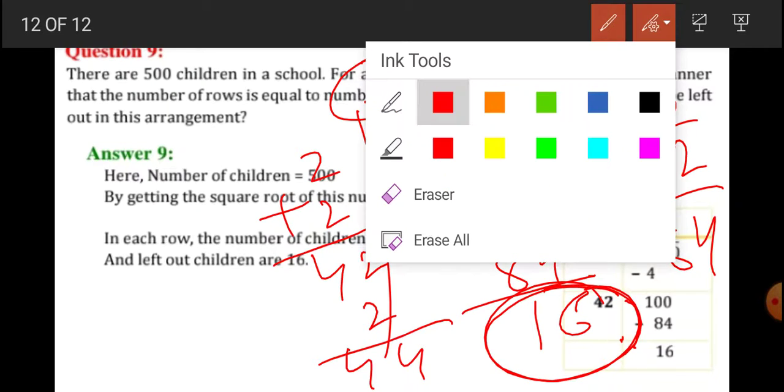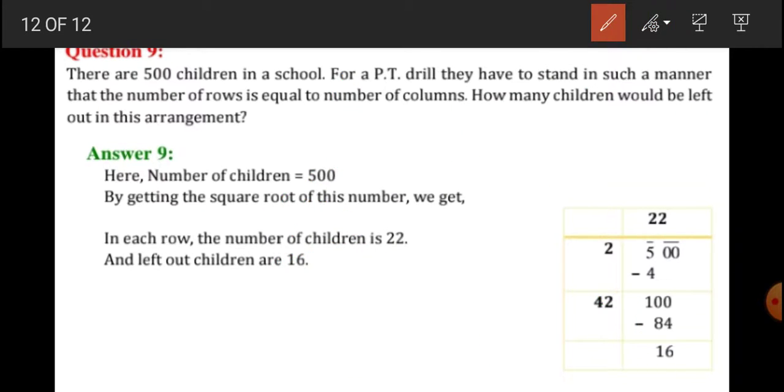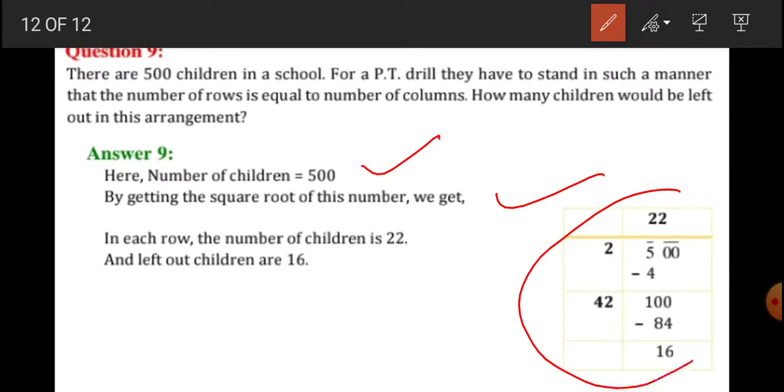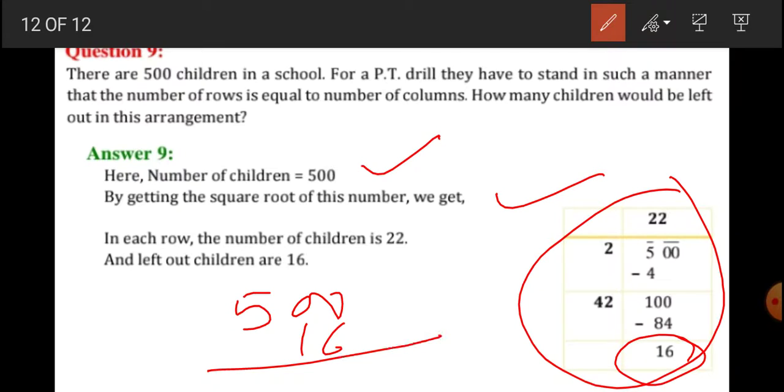Okay, so let's see the proper solution here. First of all, the number of children given is 500. We found the square root of this number, and since it is not a perfect square number, we got the remainder 16. Therefore, we will subtract 16 from 500. So what will remain? 10 minus 6 will be 4, and 9 minus 1 means 8, and this is 484.